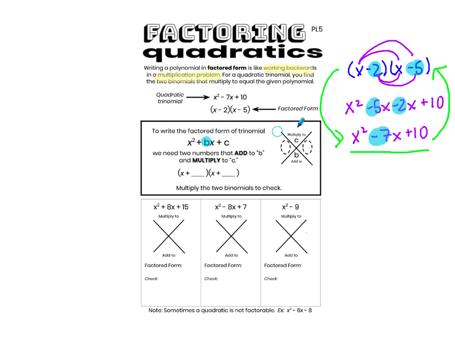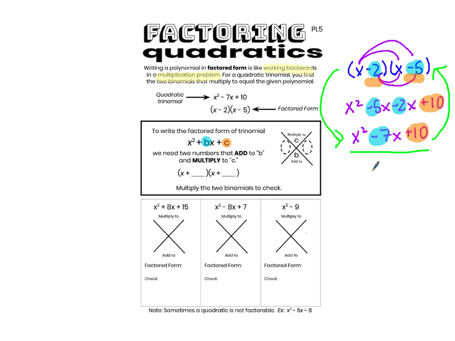So they need to add to my b. The two numbers in my factor need to add to that b in my trinomial. The other thing that needs to be true is these two numbers, negative 2 and negative 5, they need to multiply to 10. They need to multiply to the constant in the trinomial. So what I'm looking for when I'm given a trinomial is the two factors that include the numbers that add to that coefficient in front of x, the b, and then multiply to the constant c.